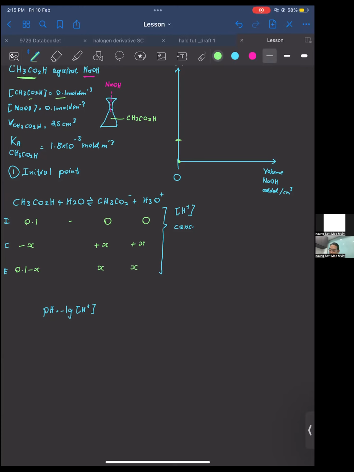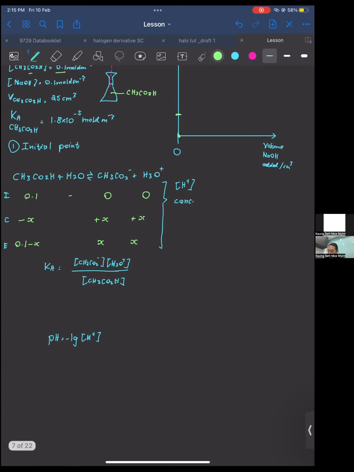Now, whenever you get to this point, the next thing you should get in your head is to use the Ka to solve. Now, remember, Ka is products divided by the reactants. So in this case, our products are the ethanoate and the H3O plus divided by the ethanoic acid concentration. Now, guys, Ka is in terms of concentration. And since everything is in concentrations, we can already put them in. Ka value is given, so I'm going to bring this back. X values are on top. 0.1 minus X is at the bottom.